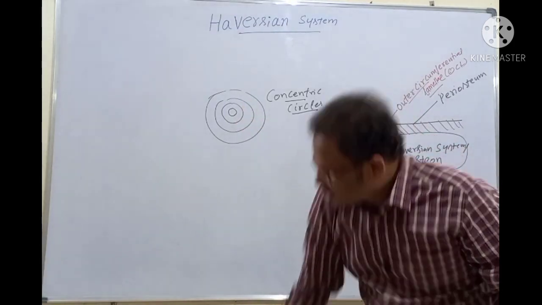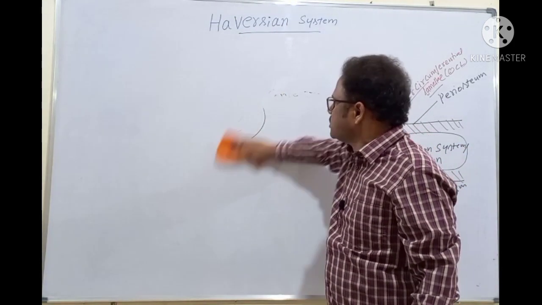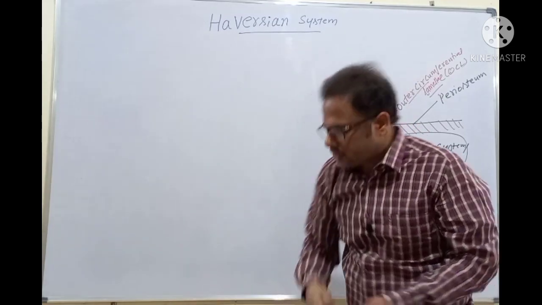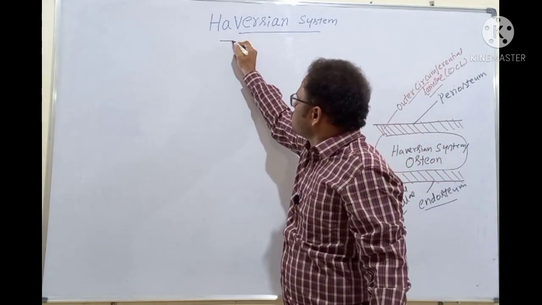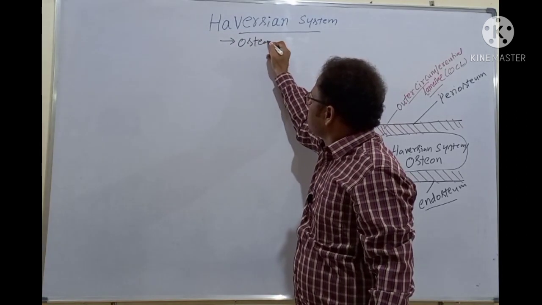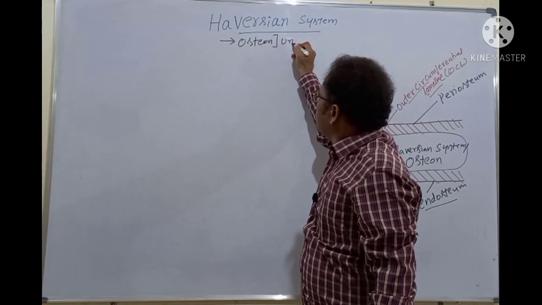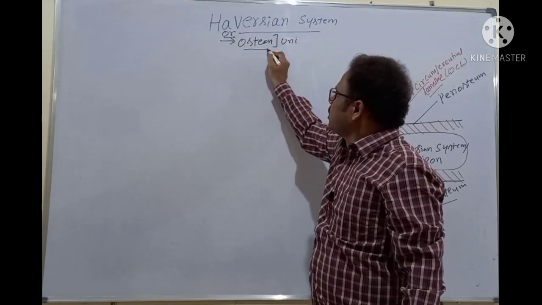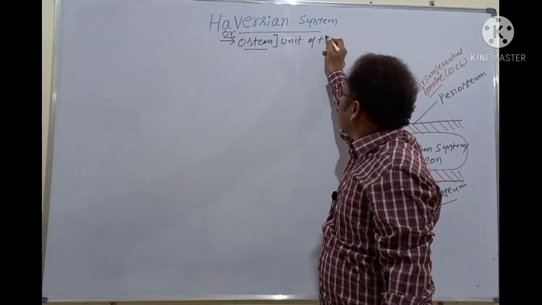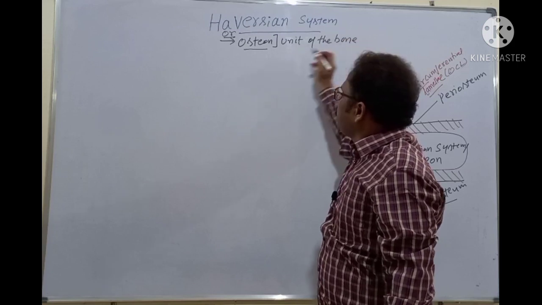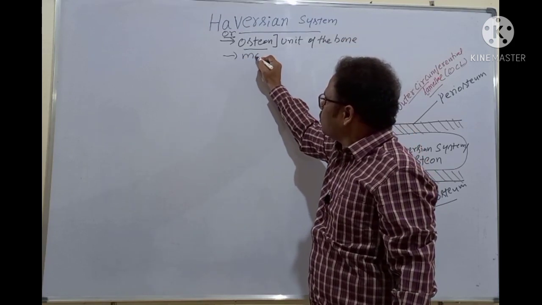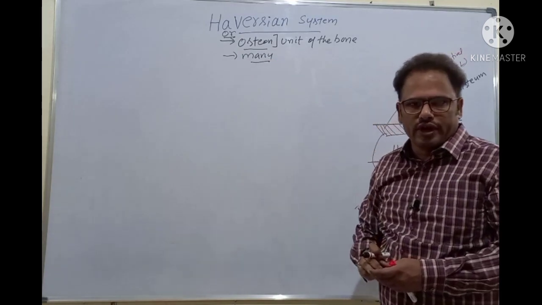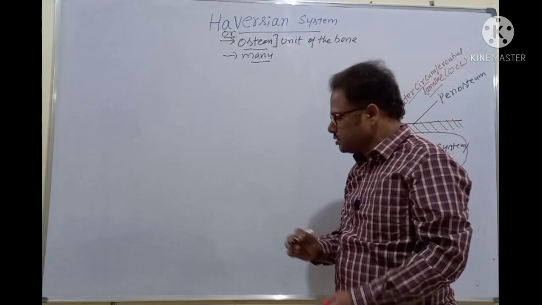Concentric lamellae. Let's discuss now the structure of the Haversian system. I told you that the Haversian system is also called osteon, which is the unit of the bone. Many Haversian systems are there in the bone. What is the structure? What are the structural components? Let's discuss now. Clear, students?